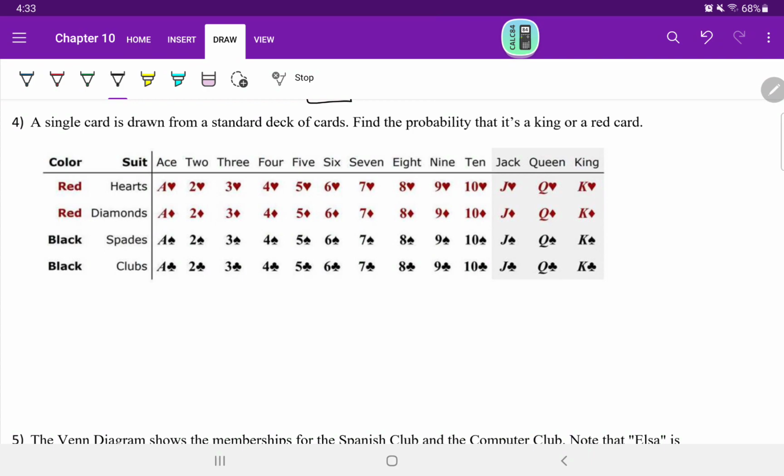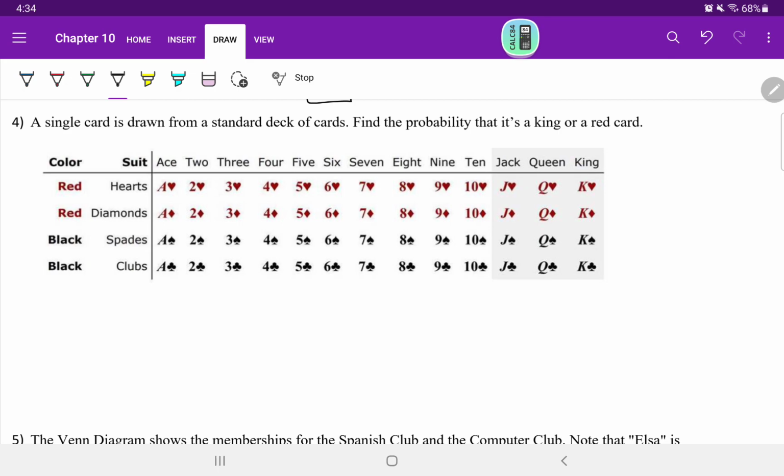Something that I told you guys for exam number 2, and I put it in the asynchronous part, which you guys need to view, is when you're dealing with cards, do not double count the overlaps. On too many exams, I witnessed the overlap being counted twice. And we do not want to do that.